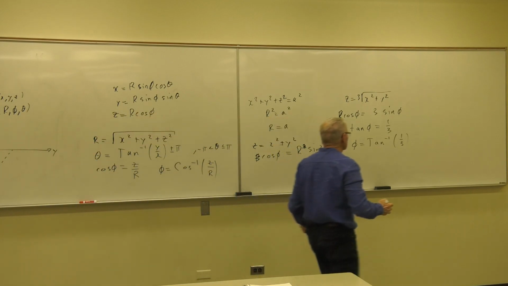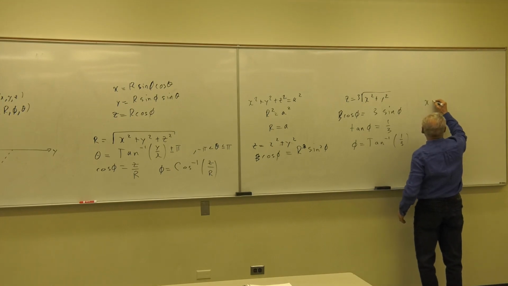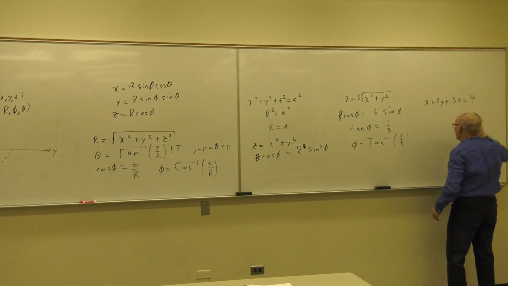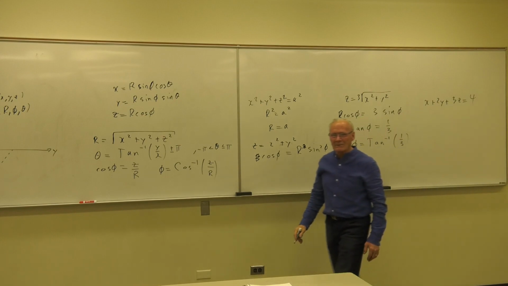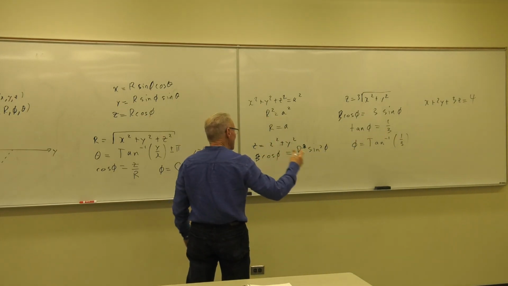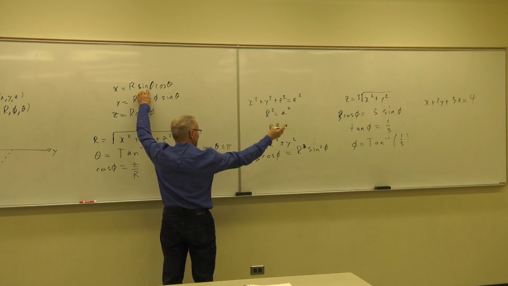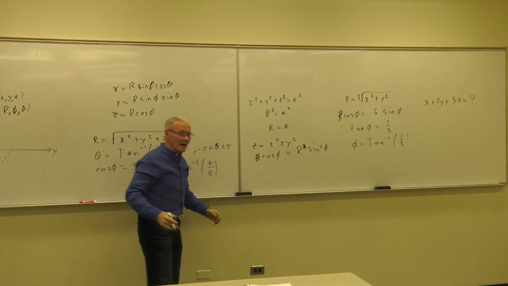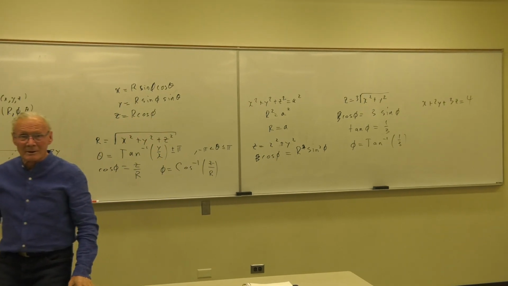What about this? x plus 2y plus 3z is equal to 4. That's a plane. If you wanted to switch that to spherical coordinates, you put that in for the x, you put that in for the y, you put that in for z, and you get a monstrosity of an equation.